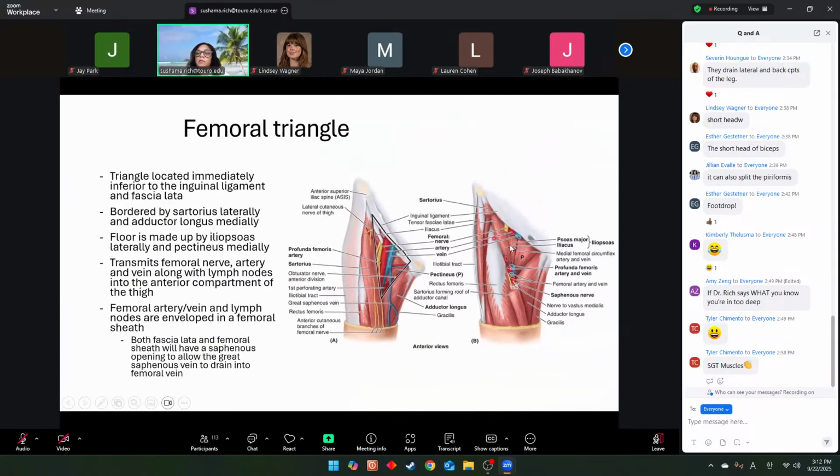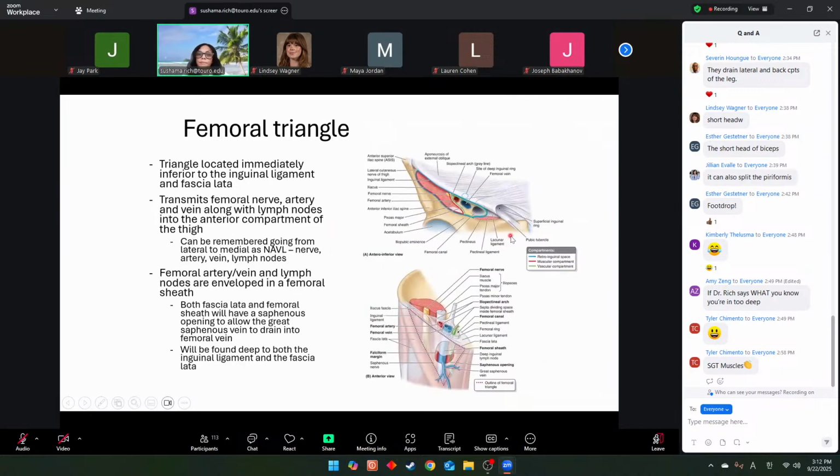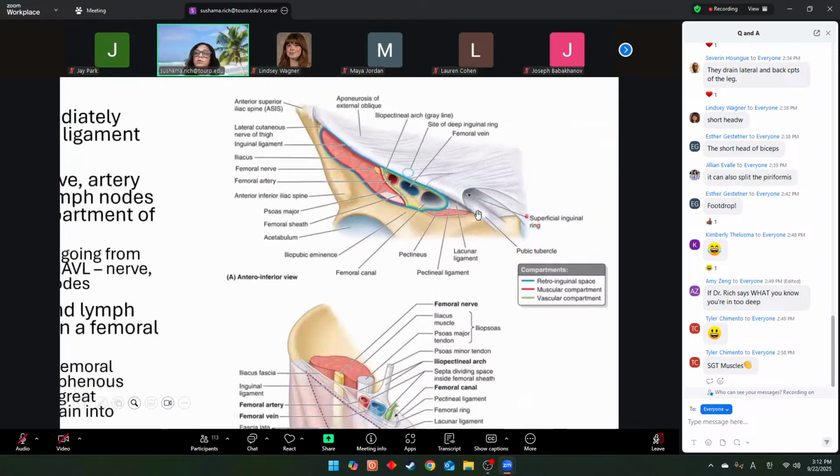The floor of the femoral triangle is formed by pectineus and iliopsoas. Those are the two muscles there. This is important to know, guys. We often ask this. So here is, stay with me for a second.